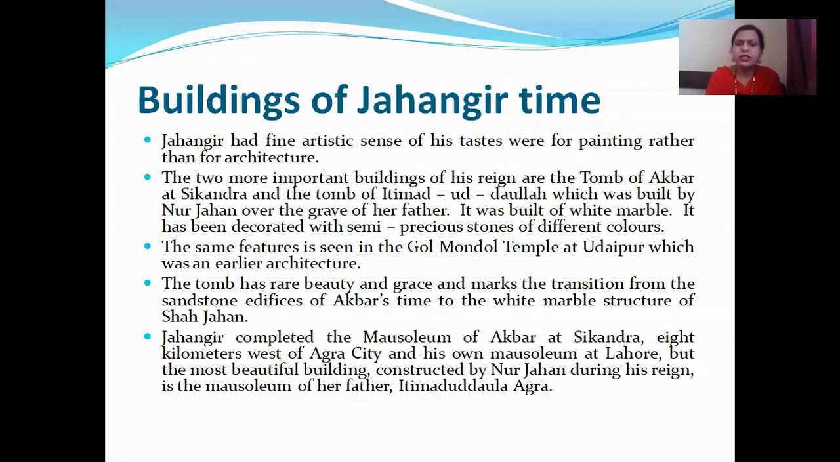The same feature is seen in the Gol Mandal temple at Udaipur, which was an earlier architecture. The tomb has rare beauty and grace and marks the transition from the sandstone edifices of Akbar's time to the white marble structures of Shahjahan. Jahangir completed the mausoleum of Akbar at Sikandara, 8 kilometers west of Agra city, and his own mausoleum at Lahore. But the most beautiful building constructed during his reign by Nur Jahan is the mausoleum of her father, Itimad-ud-Daula, which still exists in Agra.